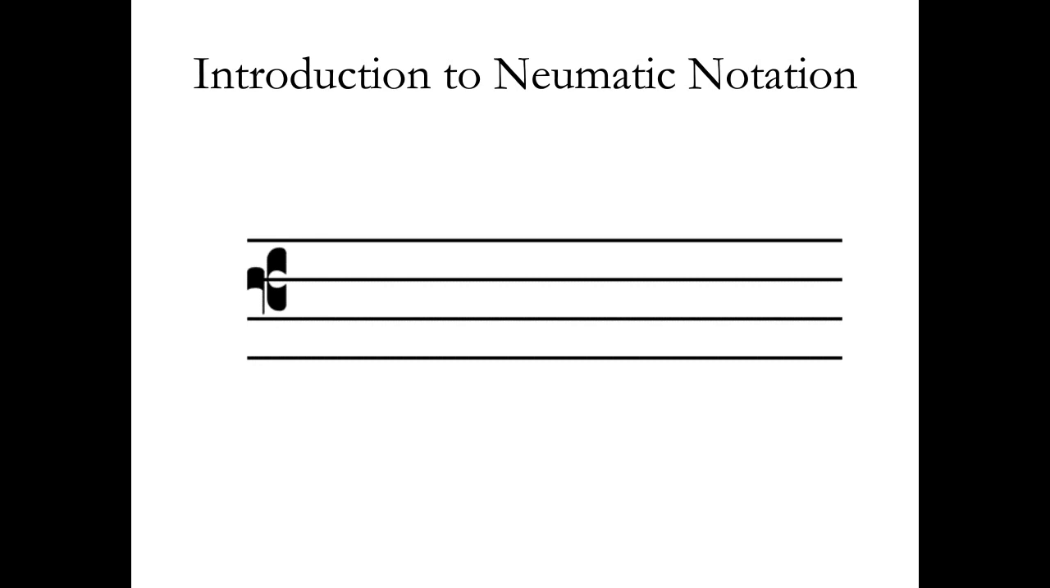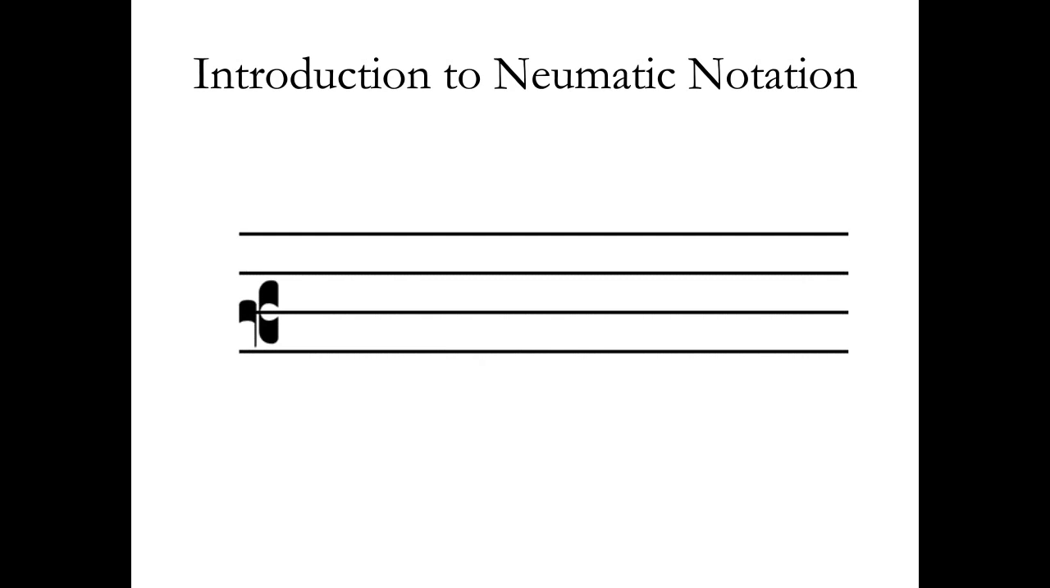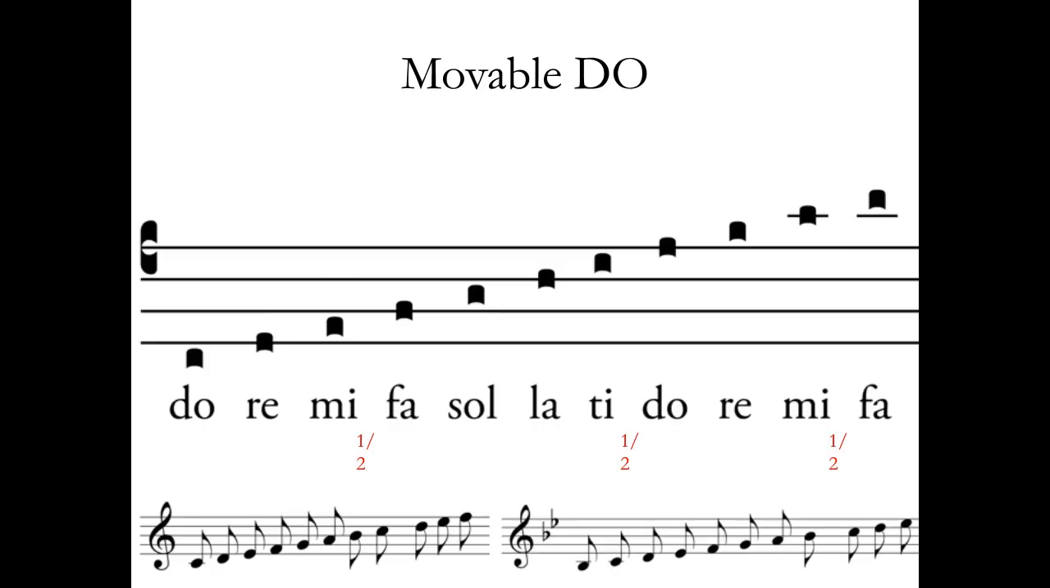And these clefs show you how the notes in a movable Do system lie on the staff. So here you see we have a movable Do clef on the top line. And so that tells me that the note on the very top line is Do, and we can count backwards from that. And just like you may have learned in your sight reading classes or music classes, there's a half step between Mi and Fa and Ti and Do.